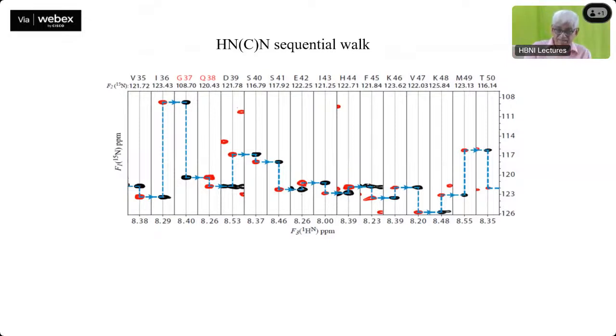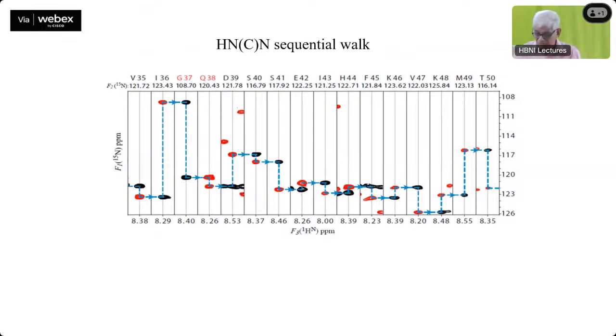HNCN spectrum, once again, you can walk through here. You can see from 35 to 36, 36 to 37, 37 to 38, 38 to 39, 39 to 40, 41, 42. See, you can walk through. There is no difficulty in searching for the N15 planes because you already know where the N15 is. And you already know which plane you want to go in the three-dimensional spectrum.